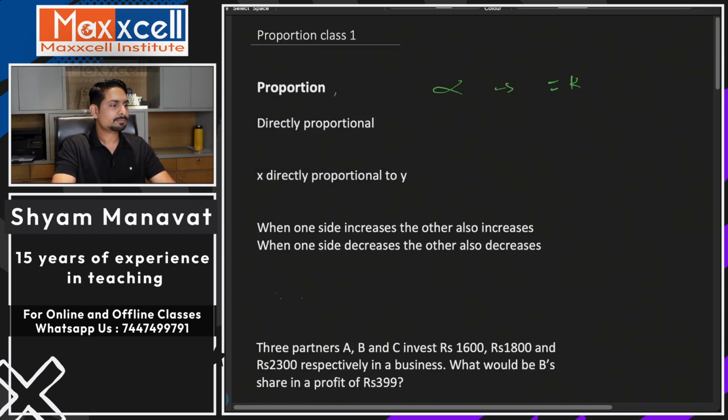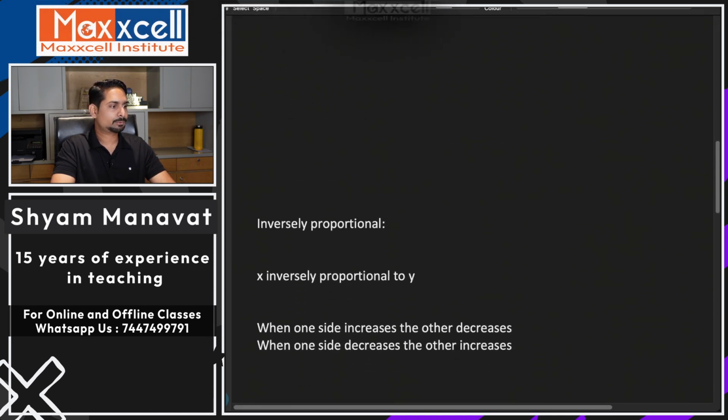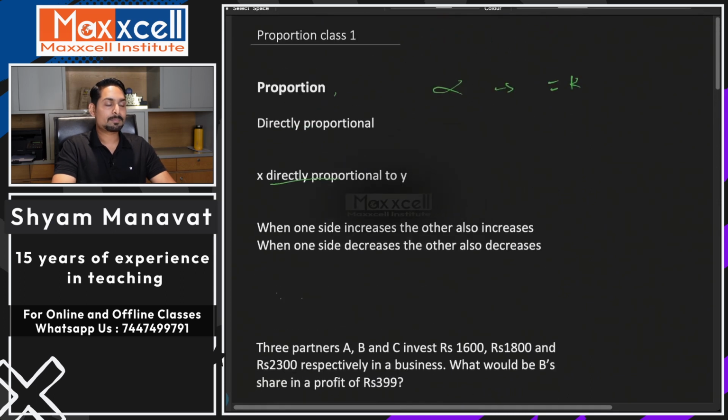All right, so we have directly proportional and inversely proportional. I am sure you must have heard of these terms. So let's understand what directly proportional is. Directly proportional means if one side increases, the other side also increases. If one side decreases, then the other also decreases.